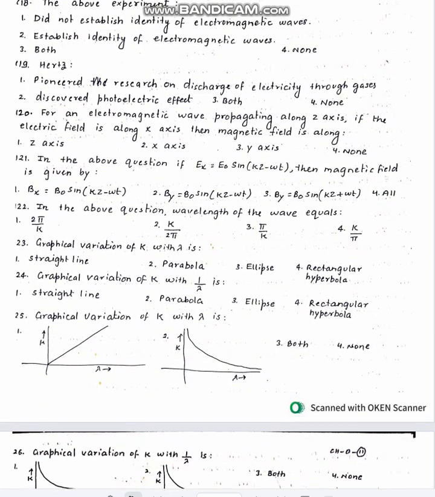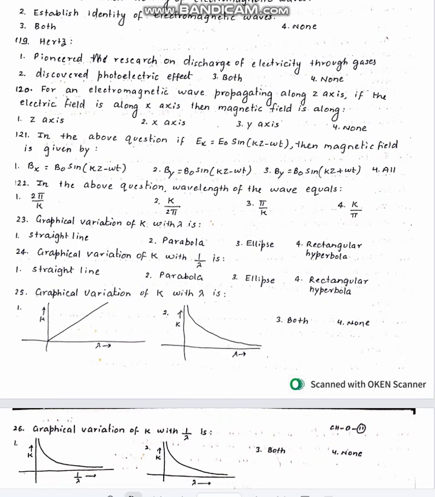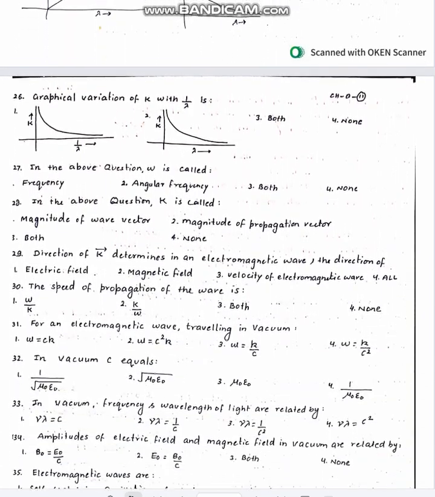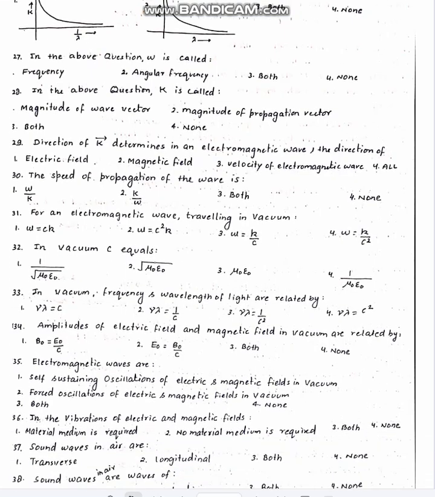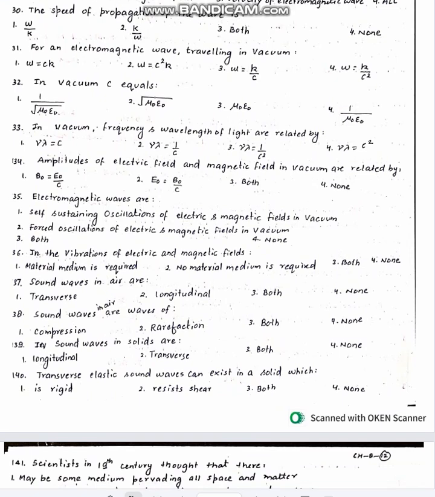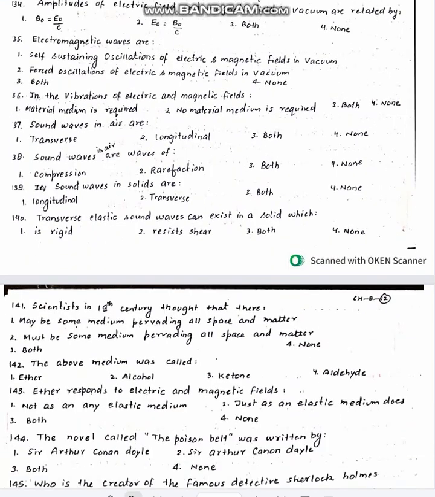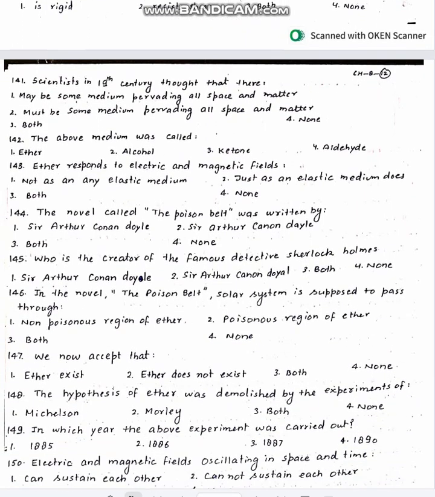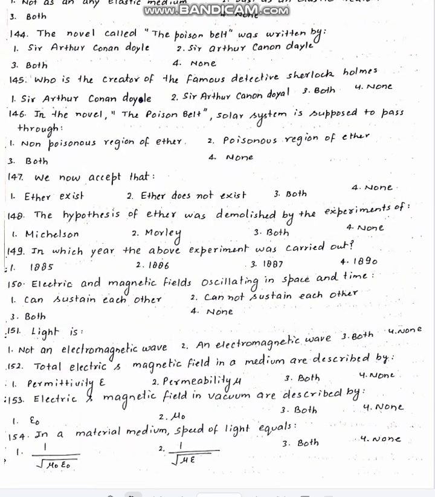Then we have the electric and magnetic fields in an EM waves, wavelength of wave, graphical variations, different variations, omega, direction of vector k. Then concept of c, frequency and wavelength relation. Then electromagnetic waves creation, then sound waves, comparison between them, medium hypothetical. There are questions about Sherlock Holmes and the famous novel The Poison Belt.